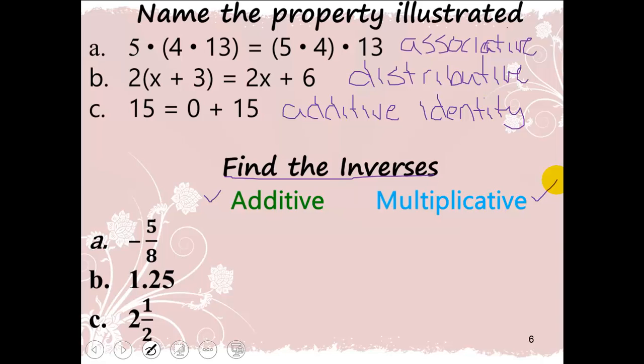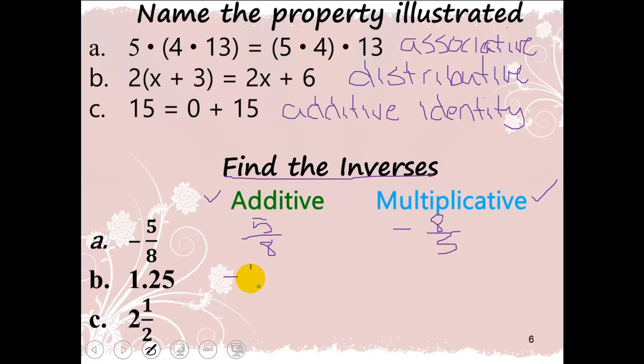All right, so the additive inverse of negative 5/8 is positive 5/8. The multiplicative inverse is negative 8/5. Notice that I'm not changing the sign on the multiplicative inverse. I'm just changing the fraction. On the additive inverse, that's where I'm changing the sign.